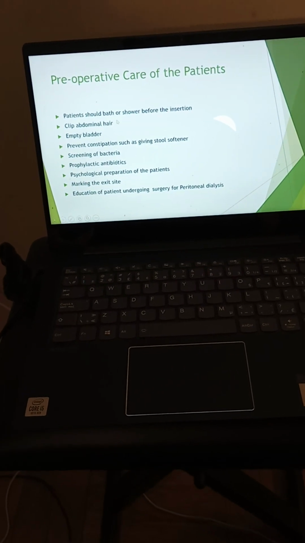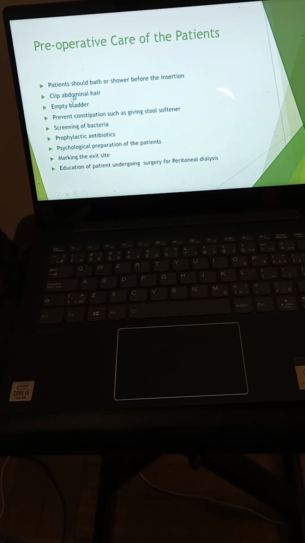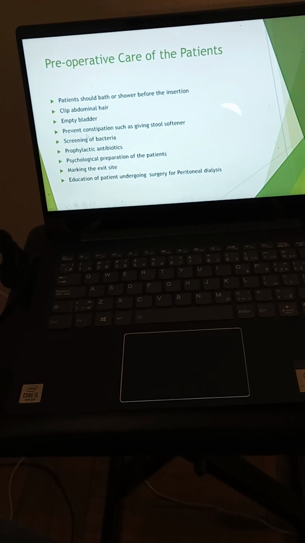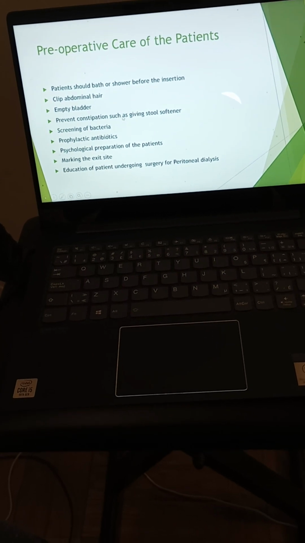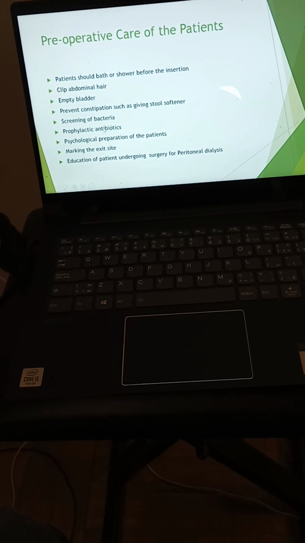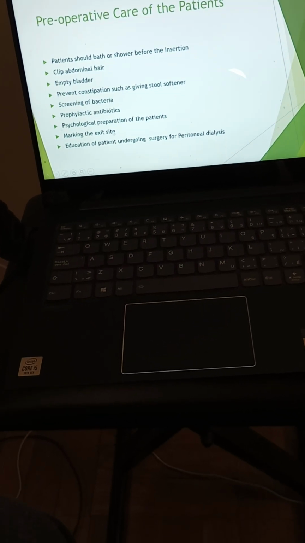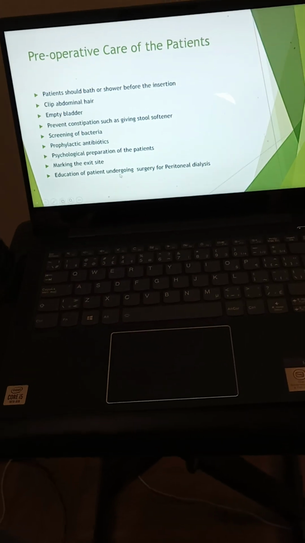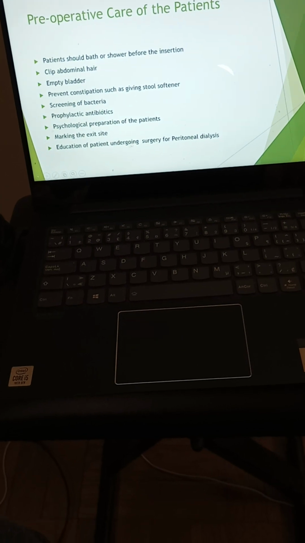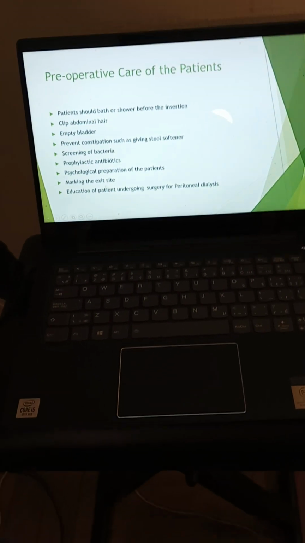Preoperative care of the patients. Patients should bathe or shower before the insertion. They have to clip abdominal hair instead of using a razor. They have to empty the bladder. Prevent constipation, such as by giving stool softener. Screening of bacteria. Prophylactic antibiotics. Psychological preparations of the patients. Marking the exit site. And education of patients undergoing surgery for peritoneal dialysis. This is important so that patients are prepared for what to expect after surgery.